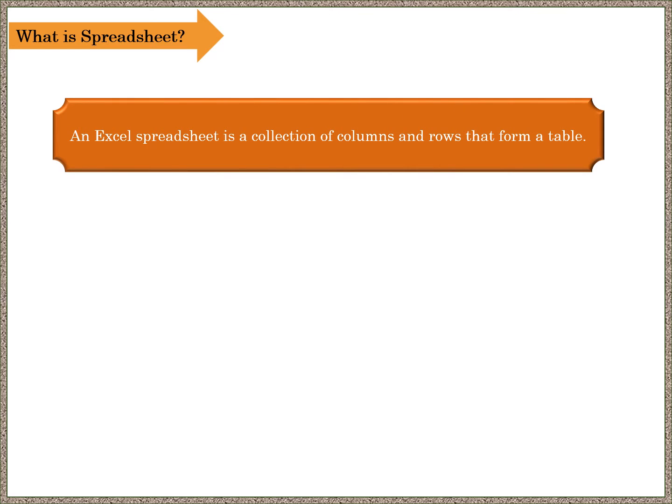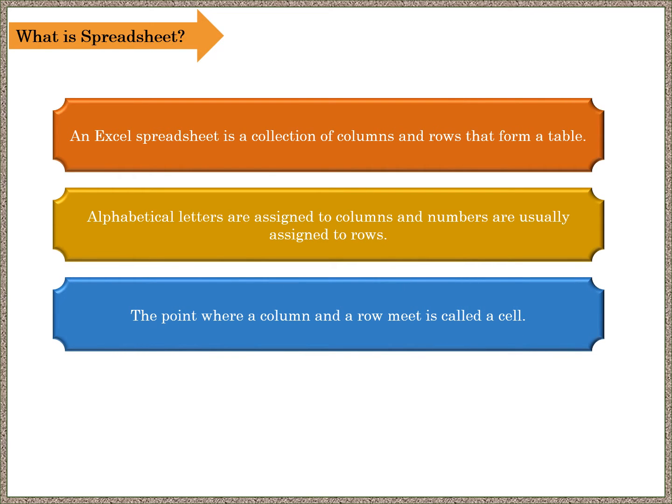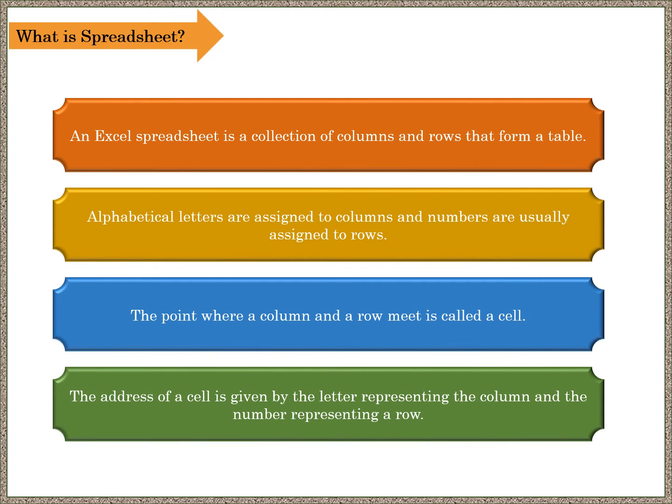Let's understand what is spreadsheet. An Excel spreadsheet is a collection of columns and rows that form a table. Alphabetical letters are assigned to columns and numbers are usually assigned to rows. The point where a column and a row meet is called a cell. The address of a cell is given by the letter representing the column and the number representing a row.